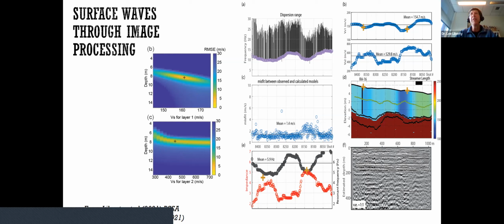And once you generate these two-layer models where you've got the Holocene deposits over the top of these tertiary deposits, you can start looking at things like the impedance, which is this red line here, or the resonant frequency, which is this black line.